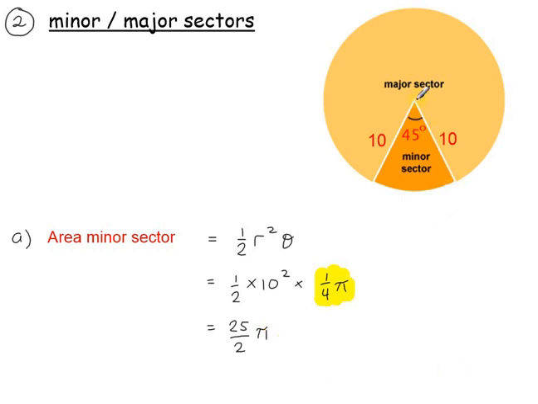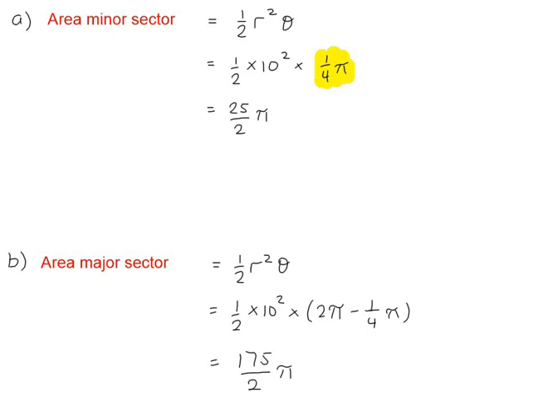To work out the area of the major sector, we need the angle here in radians. So in a circle, the angle is 2 pi radians, so we have to subtract a quarter pi for this part, and then we can work out the angle for the major sector, which is this, and the final answer, the exact area.